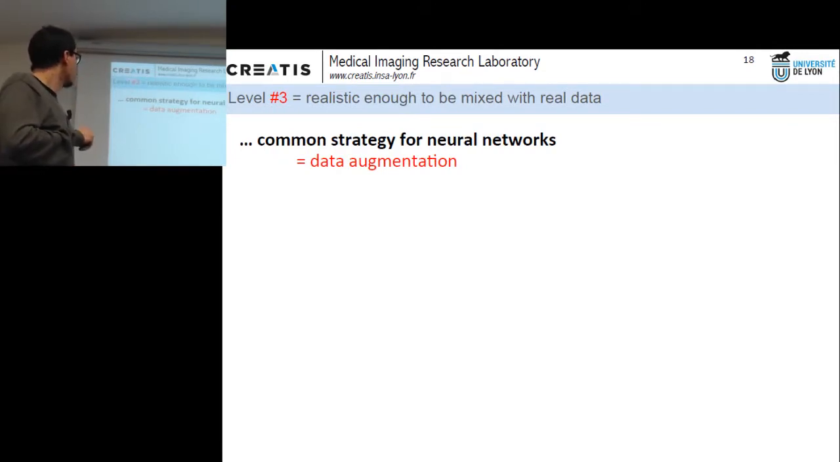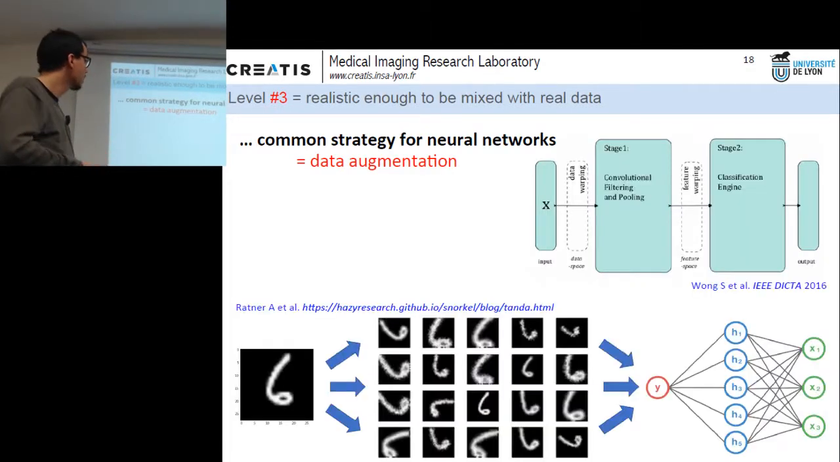Well, level three of simulations is being realistic enough so that we can mix our synthetic data with real data. And that's actually something that is partially done with neural networks. That's the data augmentation. Many strategies do this. So if you have your classification stage, you see that here and here, there are things called data warping and feature warping. It's actually augmenting your database with real data, but you've warped it a bit so that you have more examples. You're more robust to this.